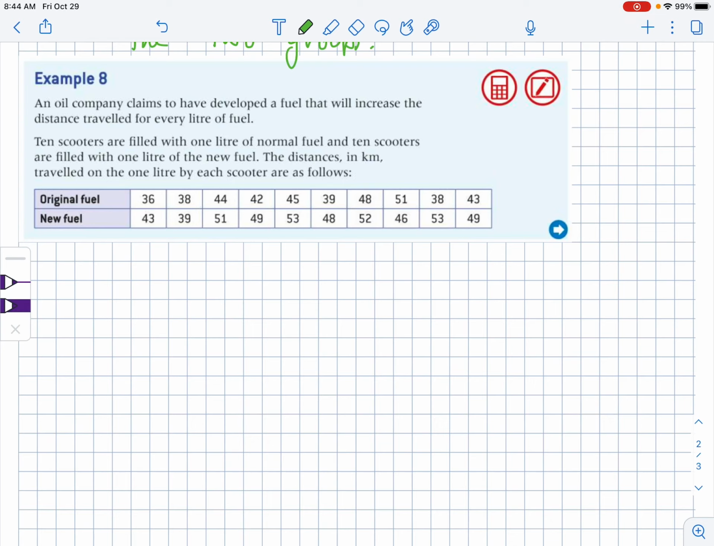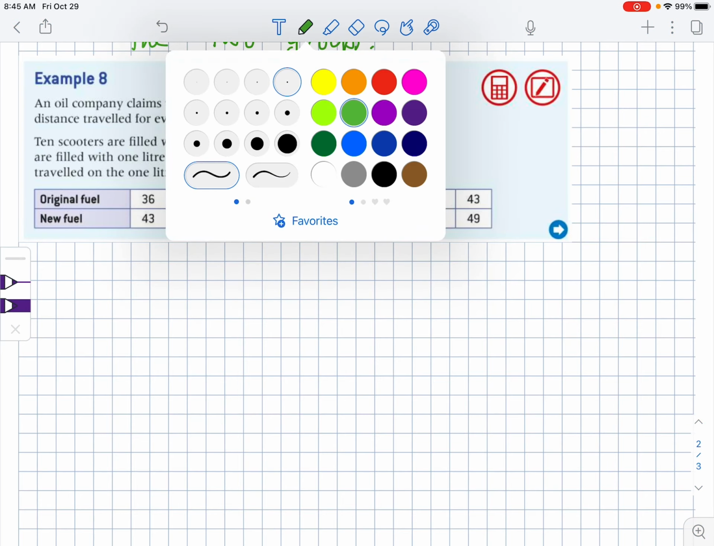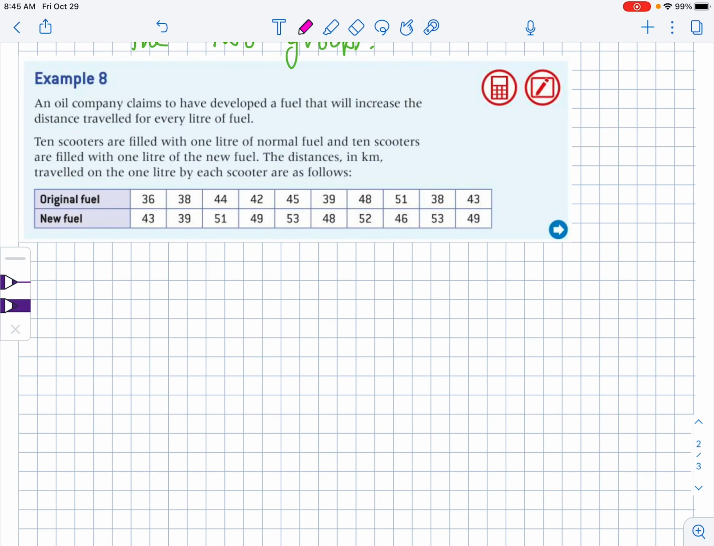Last example, an oil company claims to have developed a fuel that will increase the distance traveled for every liter of fuel. 10 scooters are filled with 1 liter of the normal fuel, and 10 scooters are filled with 1 liter of the new fuel. The distances in kilometers are recorded. So we're going to run a t-test on this. First, we're going to state the null and alternative hypothesis.